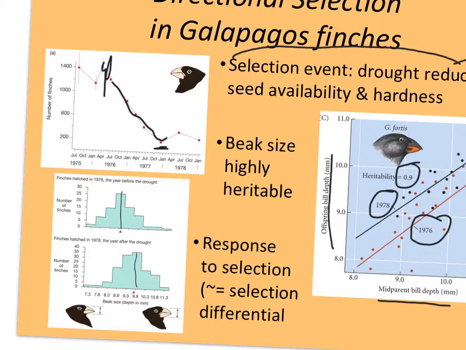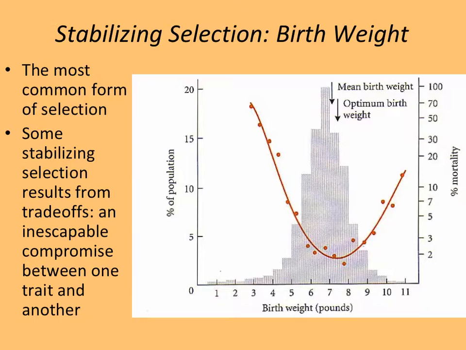Now, the next year, when there was actually a lot of rain, there wasn't a drought anymore, all these plants were now producing all kinds of different size seeds, and there was now selection on actually having a thinner beak, because you could actually pick the seeds easier than with a really thick beak. So this is directional selection. This was a long-term study by the Grants, Rosemary and Peter Grant, and their grad students.